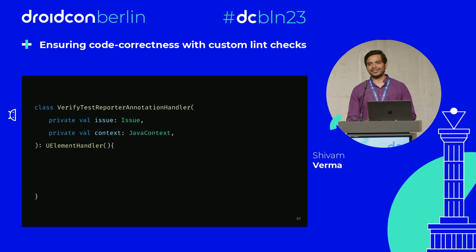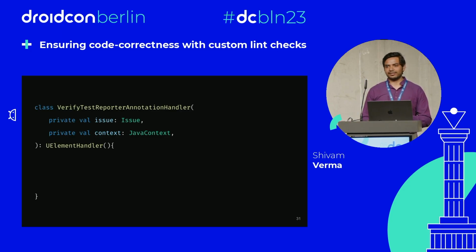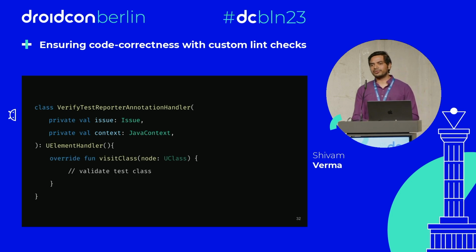We need to extend the UElementHandler class, which basically tells lint that this class is going to be handling UElements. It's called UElement because of the way a program appears to lint checks, and they build an internal syntax tree and so on. And in our case, the class is represented as a UElement. Because we previously defined in the last step that we want to be running these checks on classes, here we implement the visitClass function. You have other similar functions that you can override if you want to do other kinds of checks.